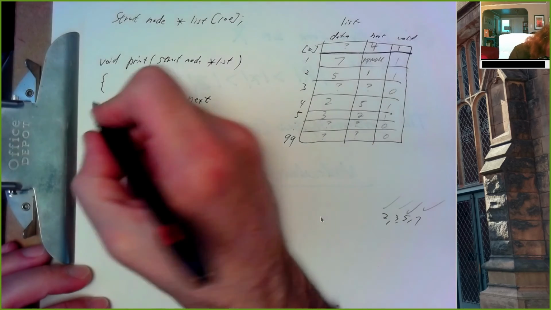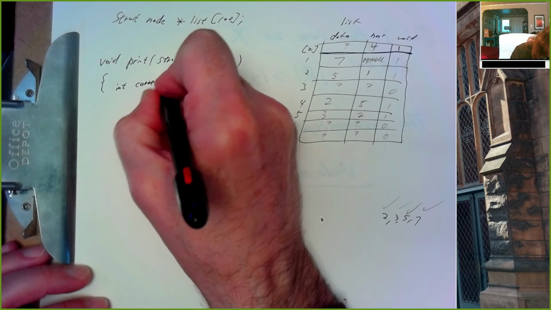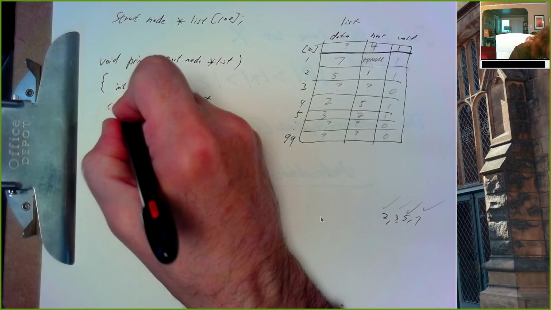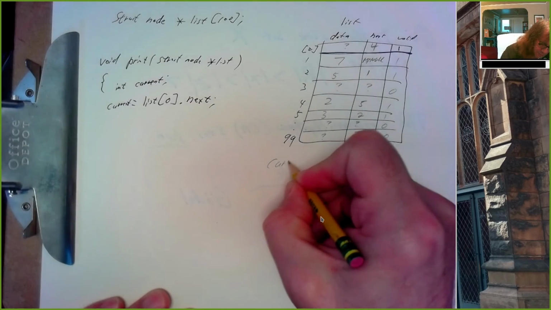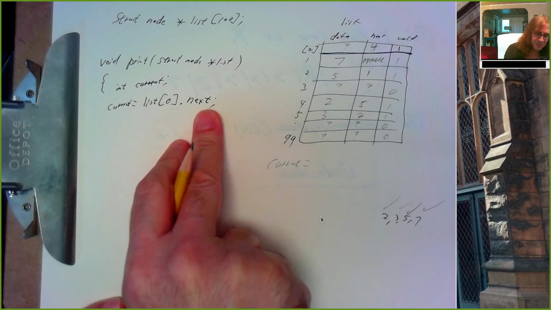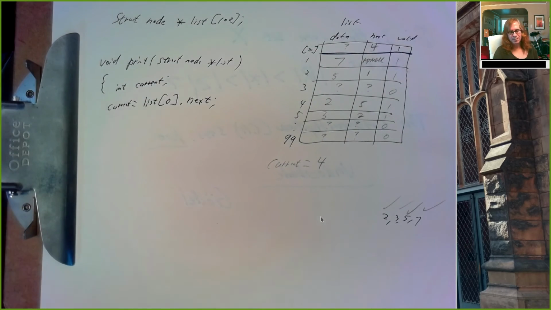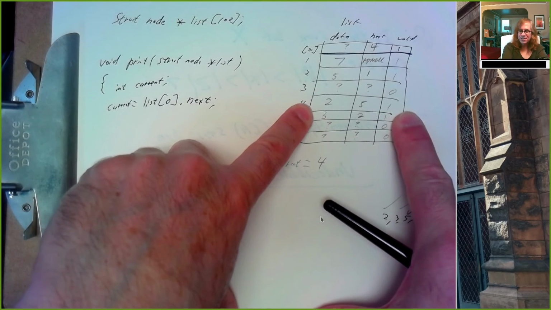So let me do something like this. I'm going to make an integer called current. And I'm going to say current equals list bracket 0 dot next. Which means when I first execute the statement, it's going to look at list bracket 0 dot next. Current is going to be equal to 4. What's the meaning of 4? 4 is the index where I find a struct node, which is the first node of the list.